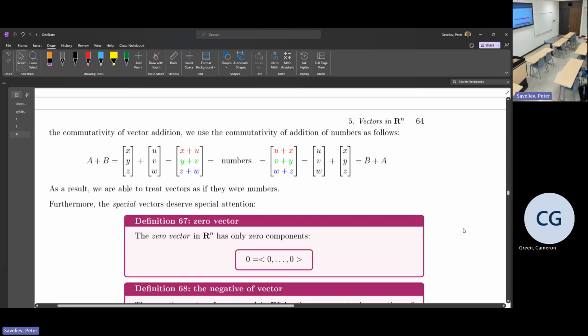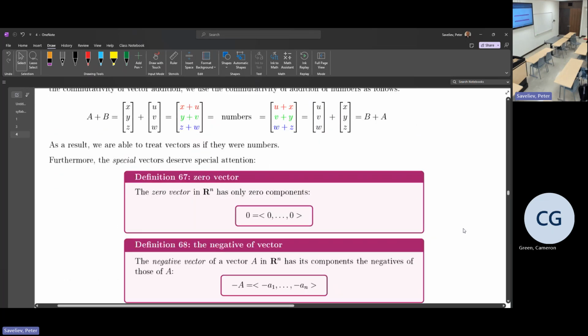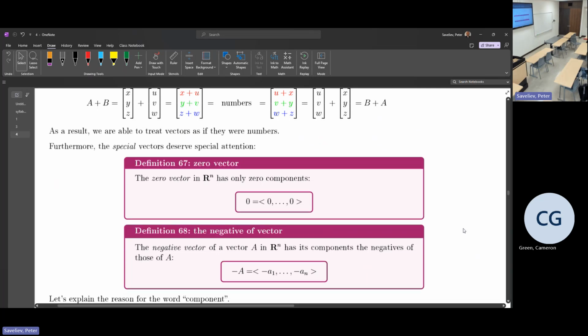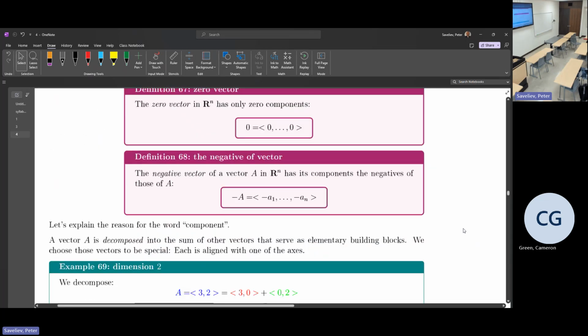Once again, addition. There are some special circumstances, such as special vectors. The 0 vector, that's your 0 portfolio, if you like. And then there's a negative vector for each vector. You just take the negative of each component. So the specials go into special places.